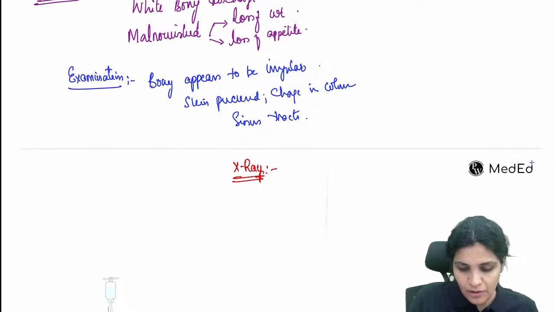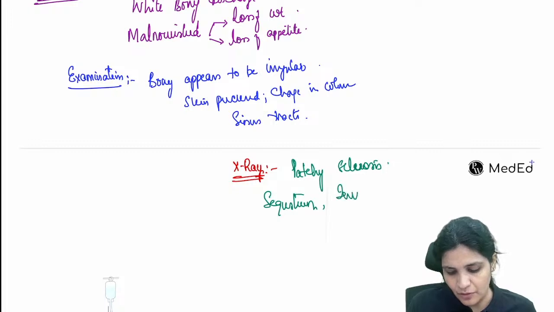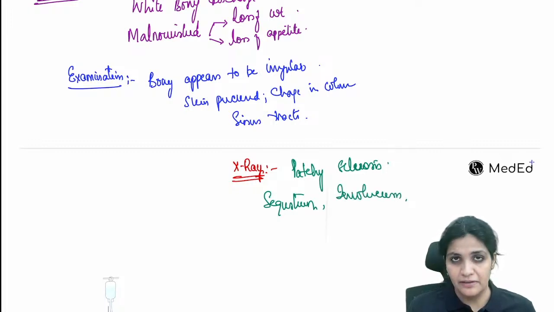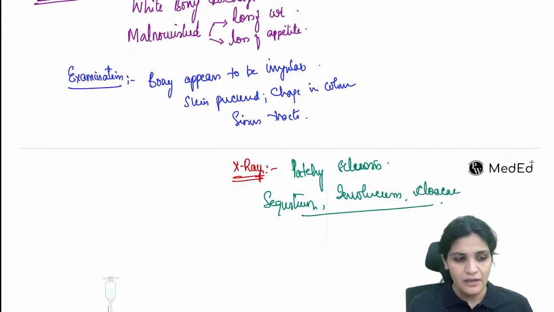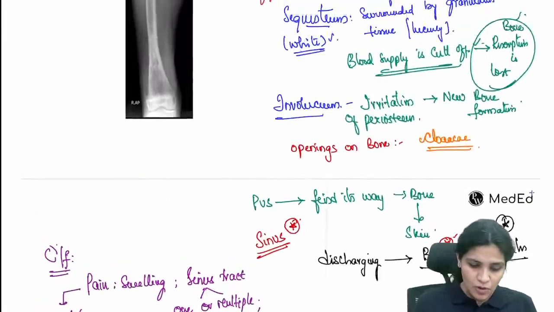On the X-ray, what do you see? You see the patchy sclerosis, and then you see your favorite sequestrum. Then you will identify your involucrum, and sometimes you can see small openings on the bone, right? This is all you see on the X-ray of the bone.